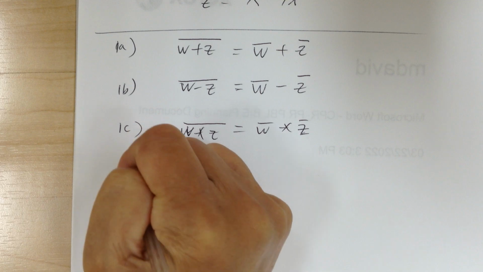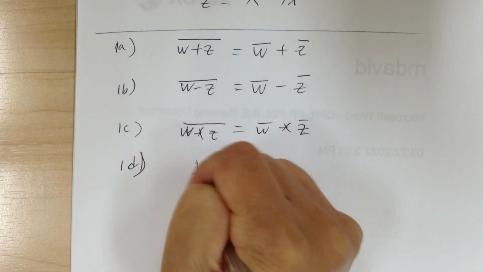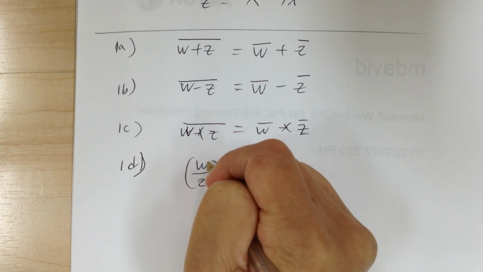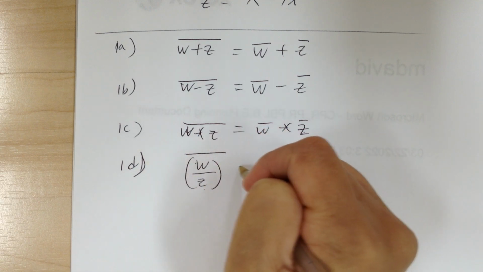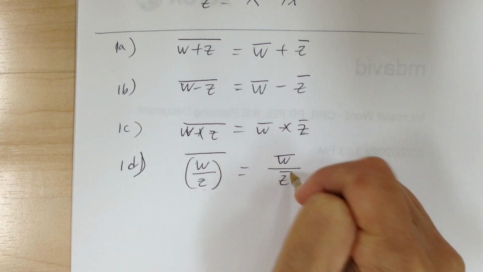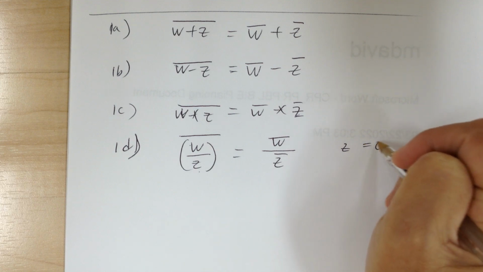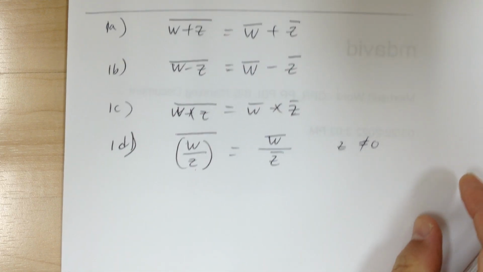And also for division. When you have w divided by z and you take the conjugate of that, this will equal w conjugate divided by z conjugate. And because you have division, z cannot equal 0, because it will make it undefined.